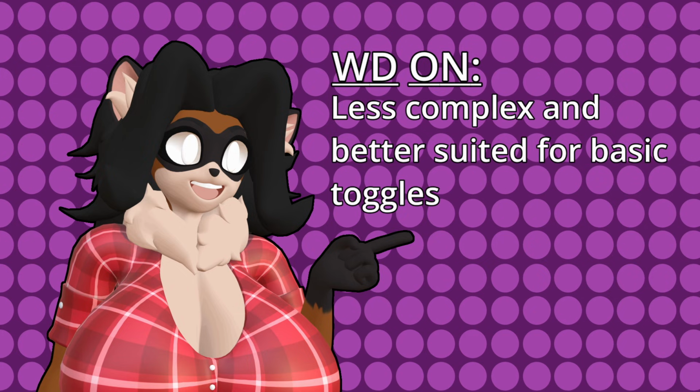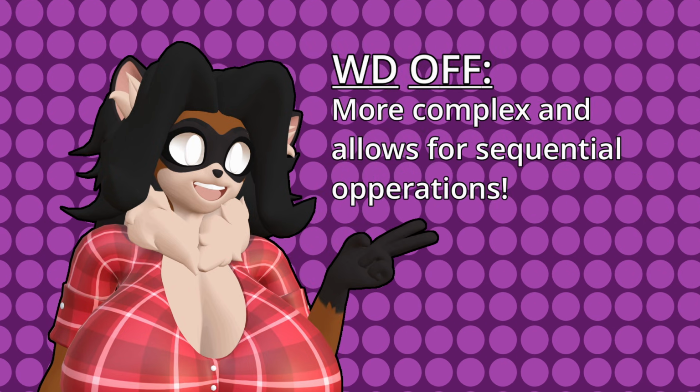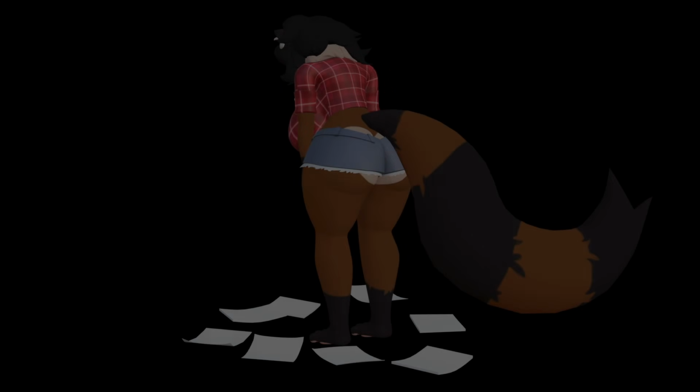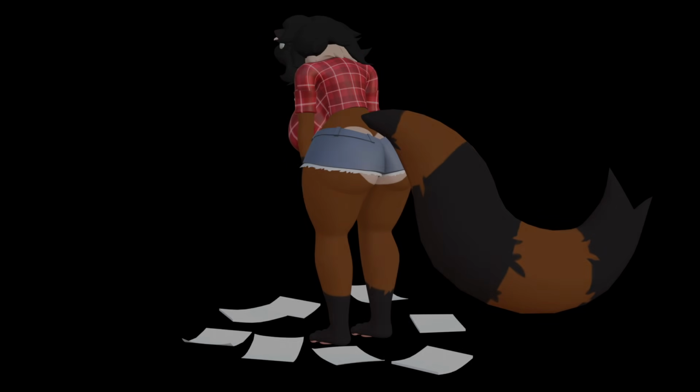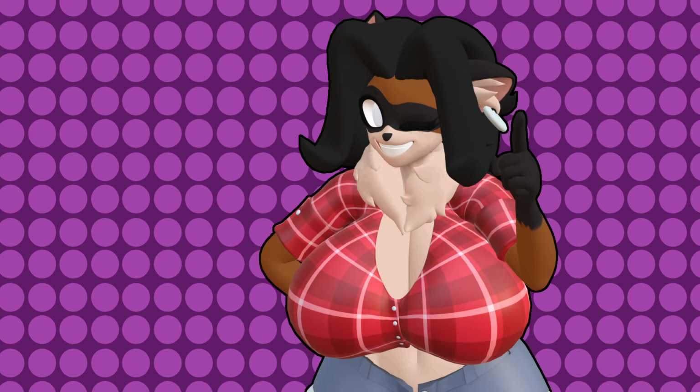Write defaults on is less complicated and better for simple projects, whereas write defaults off is much more suited for more complicated systems. But what do you do when an asset you wanted to install is write defaults off and you need to convert your write defaults on avatar to use it? It's really not hard to fix, just a little time consuming, depending on the avatar.